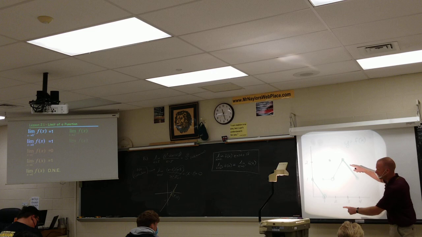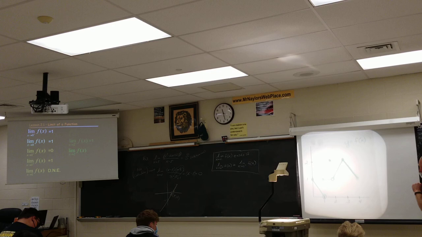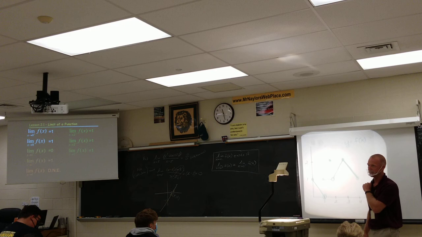Feel like that you're approaching two. X approaches two. Okay, so both of my fingers are approaching the same height, which is the left and right hand limit, which is one. Well, that means that the overall limit is also one. Trust it, if the left and right are the same, then there's a limit of one.